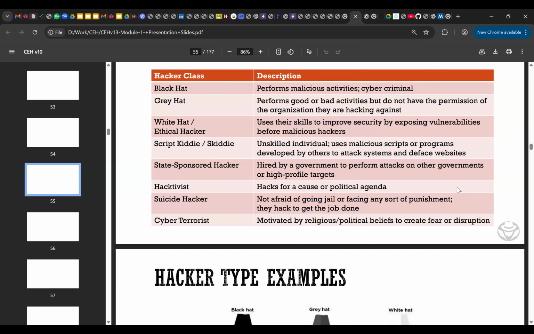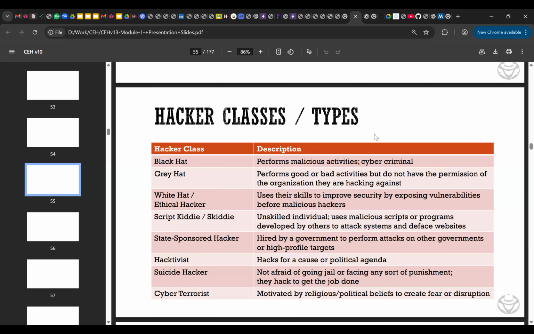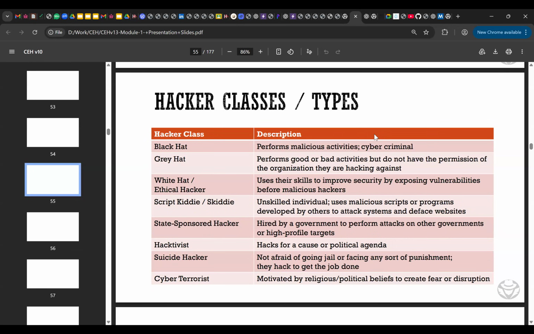Okay, so this is hacker types, or hacker classes. Teams are different. There was a red team, which we discussed in the earlier slide, correct? Blue team and red team, sir. Yes, those are teams. So this is hacker classes. Those are not blue hat, those are red team or blue team. Correct. So that is different.